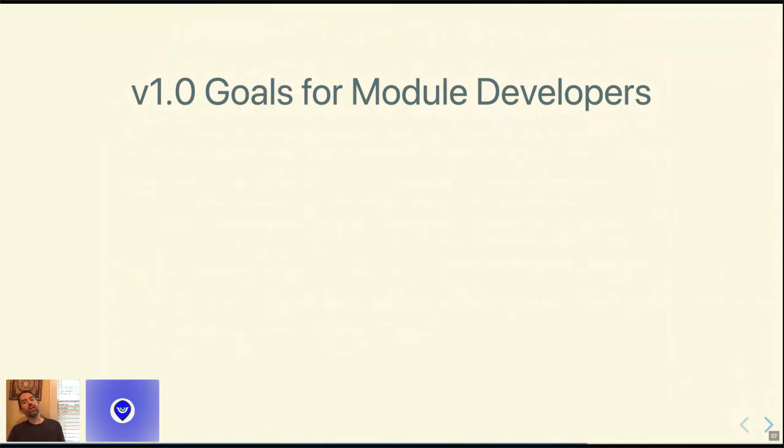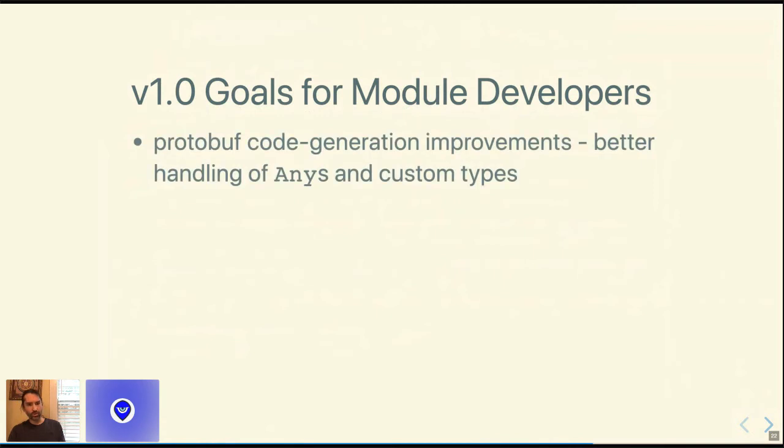Okay. And now I want to talk about 1.0 goals for module developers. For module developers, there are some things with the generated protobuf code that are less than ideal. We are encoding Golang interfaces as Anys in the protobuf code, and the workflow for using Anys is a bit clunky. Hopefully we can do better if we did some custom code generation. There are also some issues with custom types, and we could possibly make those service interfaces that I showed you before a bit more ergonomic for module developers.